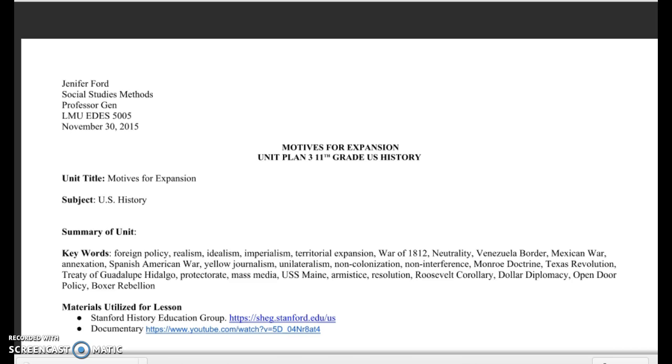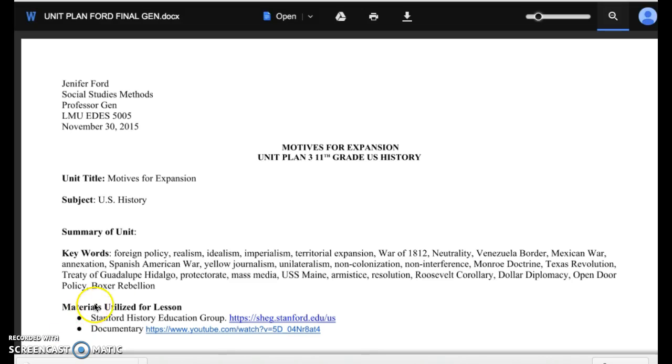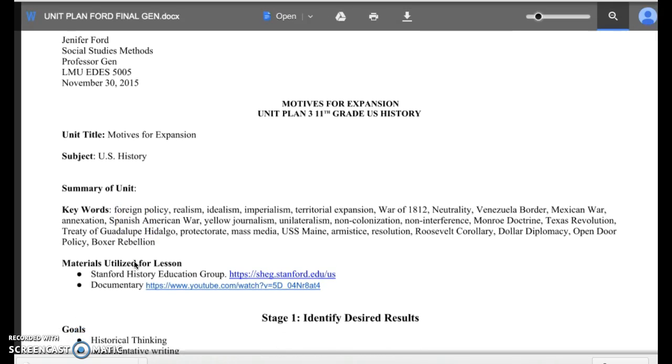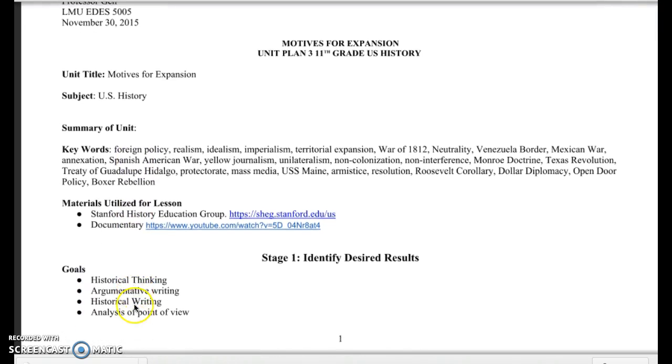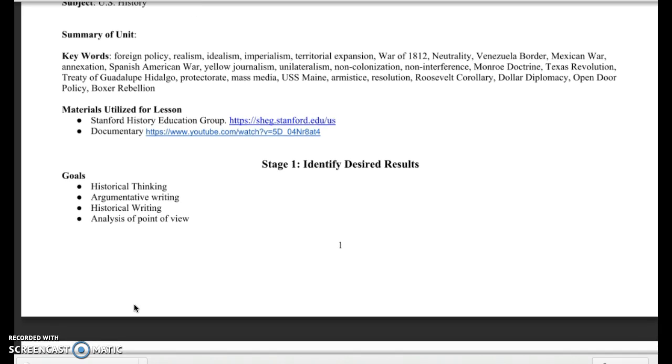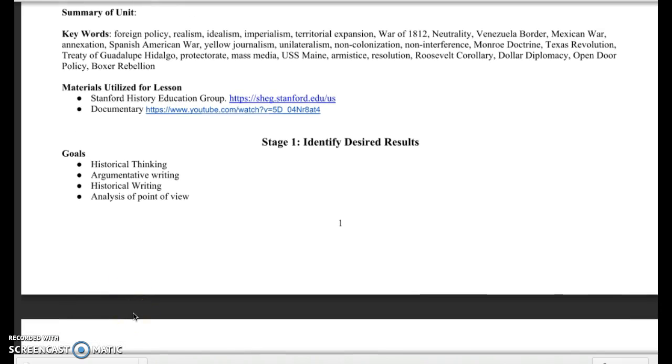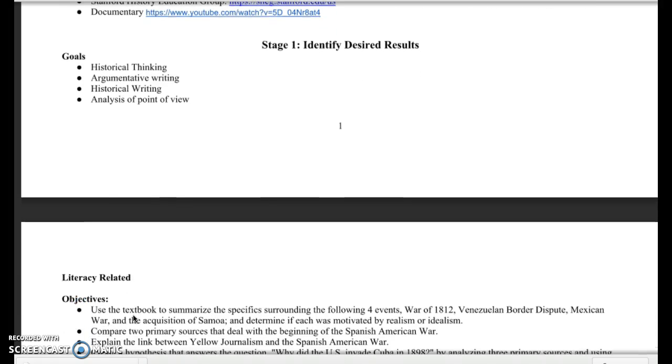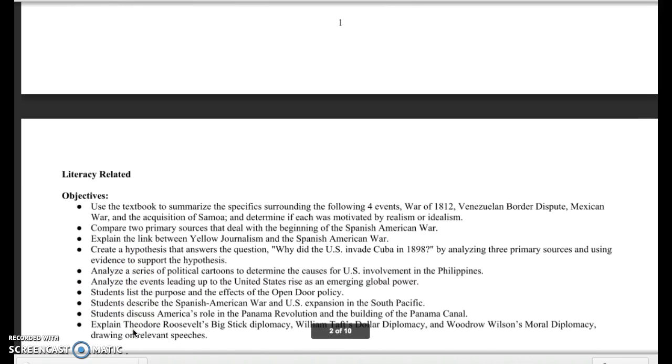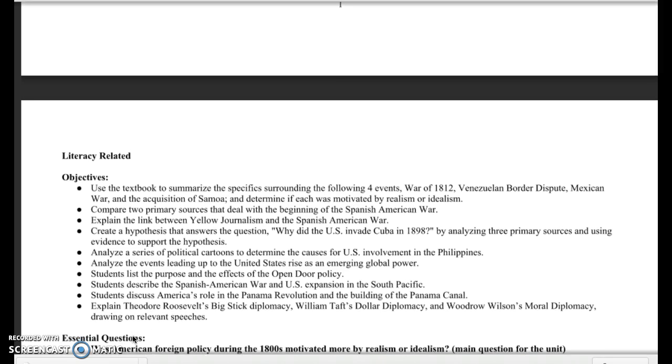This is a plan for U.S. History, grade 11. So as you see here, I have my unit plan. I go over some of the goals. We've got historical thinking, argumentative writing, historical writing, and analysis of point of view as my upfront goals. And then I have a long list of objectives. This is kind of the objective for each lesson broken down, but listed in bullet point form.